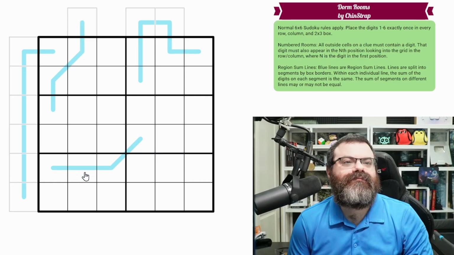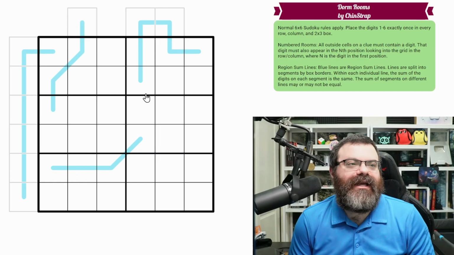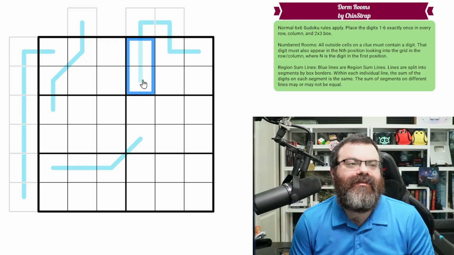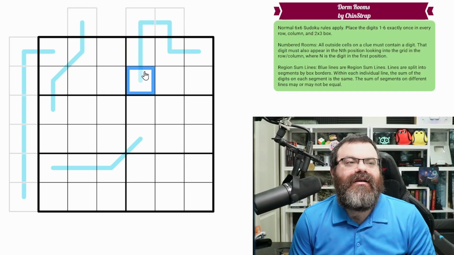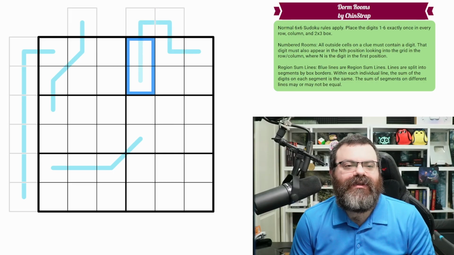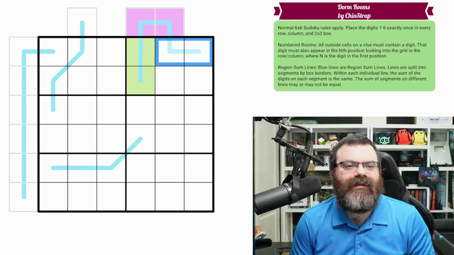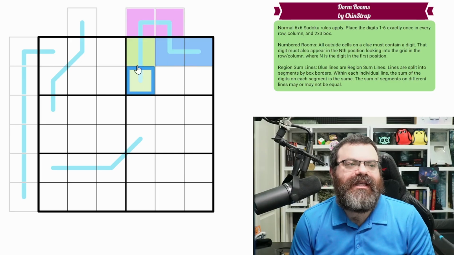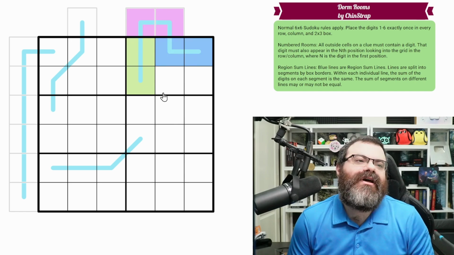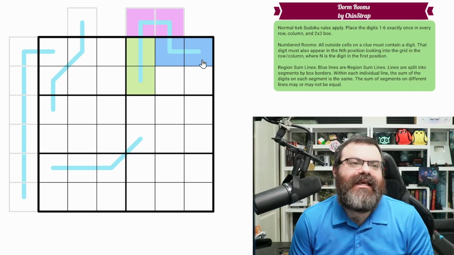All right. The blue lines are region sum lines. So the way you interpret these region sum lines, especially because they go outside the grid, the rigorous thing here is within a line, whenever it crosses a box border, so like here, here, and here, it creates a new segment. So this is a segment, we cross a box border, it creates a new segment, we cross a box border again, it creates a new segment. So every segment adds to the same thing.